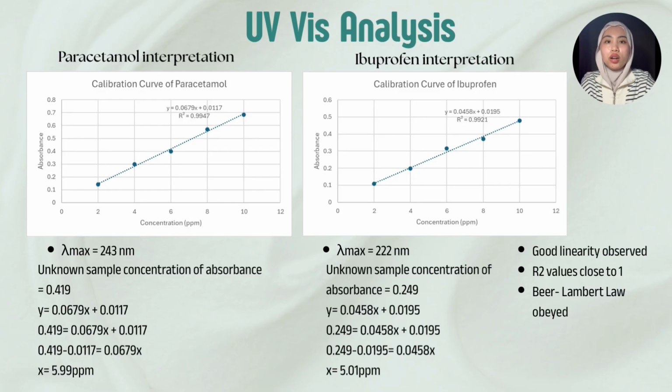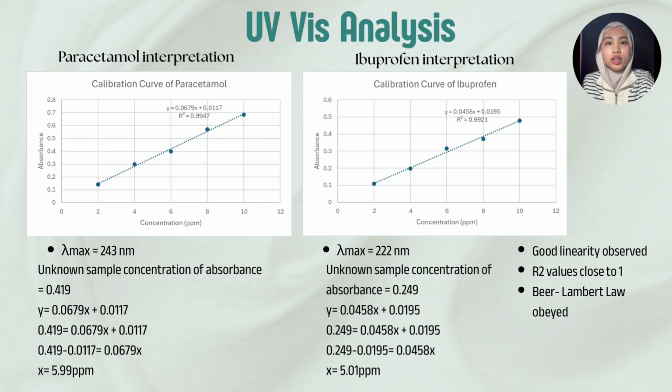Basically, both R-squared values are very close to 1, indicating excellent linearity between absorbance and concentration. Also, they follow the Beer-Lambert law, which states that absorbance is directly proportional to concentration when the path length and molar absorptivity remain constant. The strong linearity observed suggests that the UV-Vis method provided accurate and reliable quantitative analysis for both pharmaceutical samples. The calibration equations were then applied to determine the concentration of unknown samples.